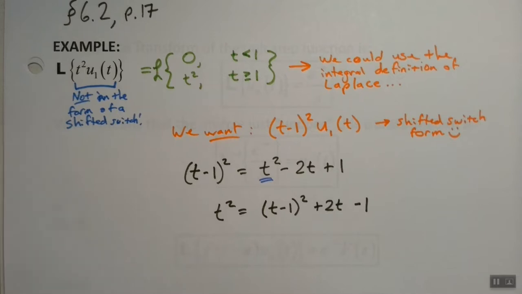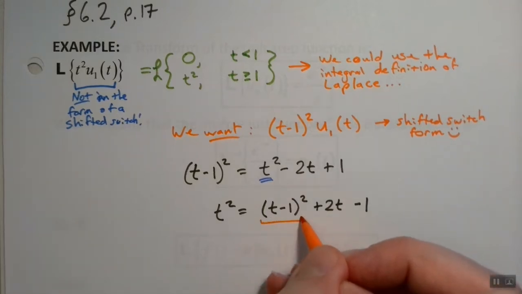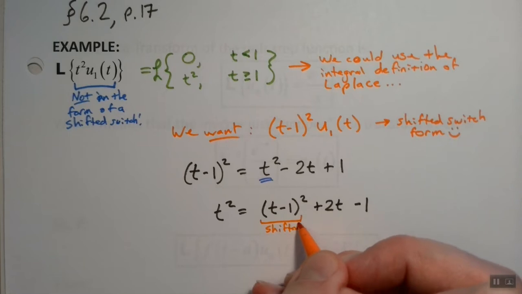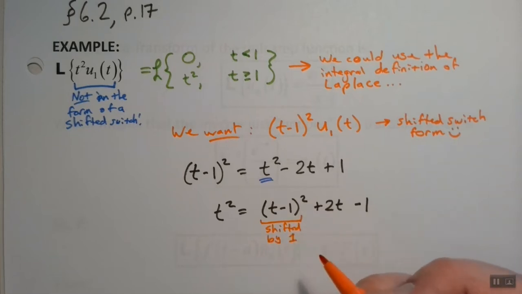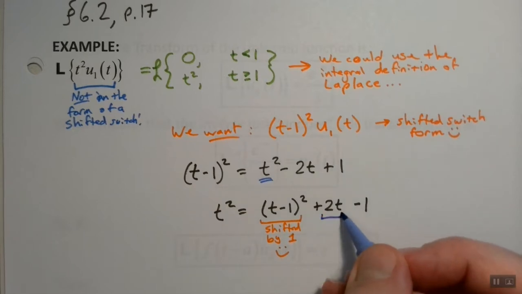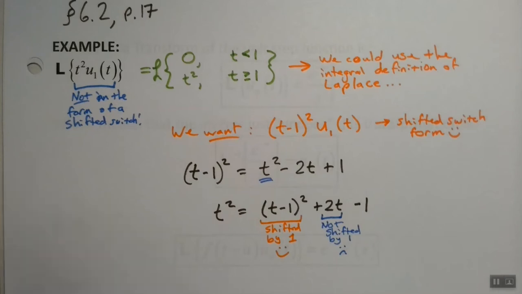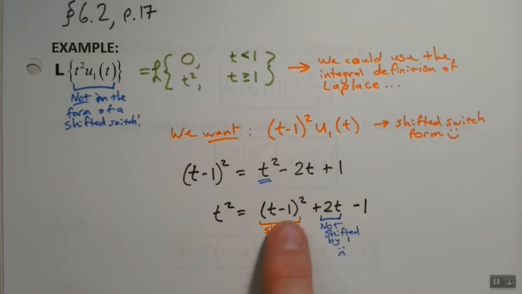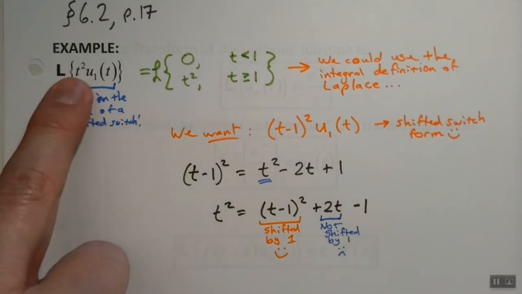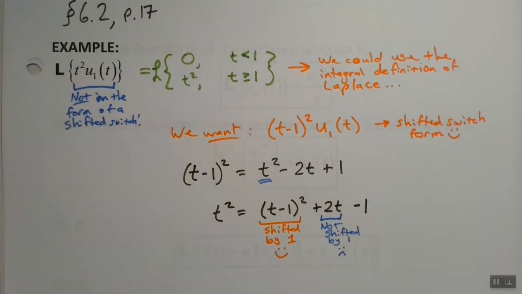And so, yay, we've got something that's shifted right here by 1 unit. And so that's good. That's happy. The only problem is the thing that's right next to it is not shifted by 1. And so that stinks. I'd love to be able to just replace the t squared with that chunk, the right-hand side, but I can't really do that.